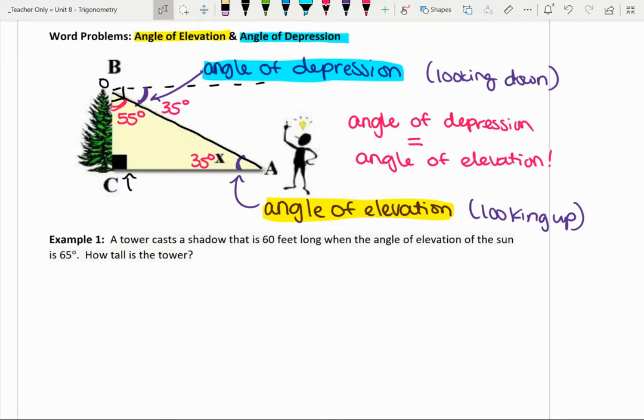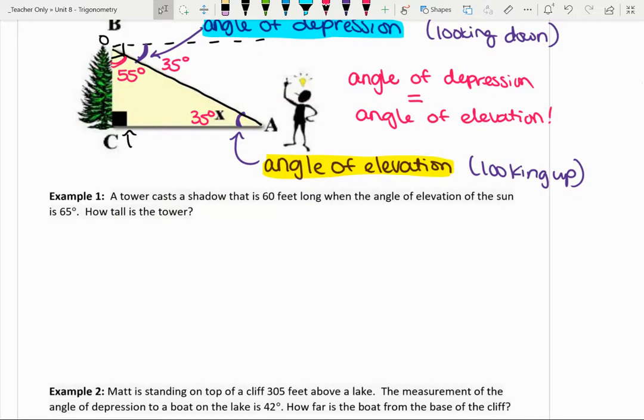So we have a tower. A tower casts a shadow that is 60 feet long when the angle of elevation of the sun is 65 degrees. So the angle of elevation is 65 degrees, and we want to know how tall the tower is.